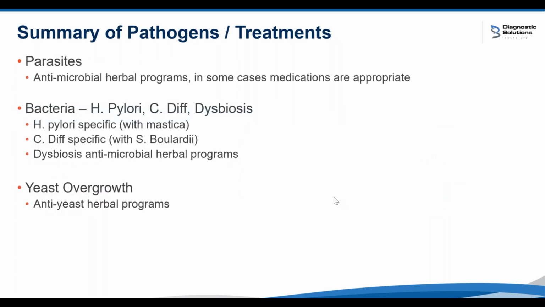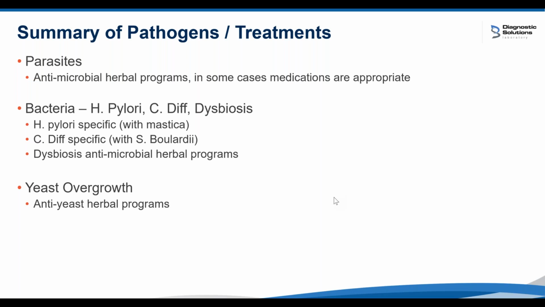So for this stage 3 level, do they have parasites? In which case, are you going to want to use an anti-microbial herbal program? Probably. In some cases, medications, maybe, if there's some really extreme reason why a person may need a prescription, that can happen sometimes. And then with the bacteria, H. pylori, C. diff, or the dysbiosis, the bad overgrowth of the bad bacteria, you have specific treatments, right? So H. pylori, I've always used a mastica product. All the companies will have a product with mastica in it. Just want to dose it pretty high so you get to a therapeutic level. C.